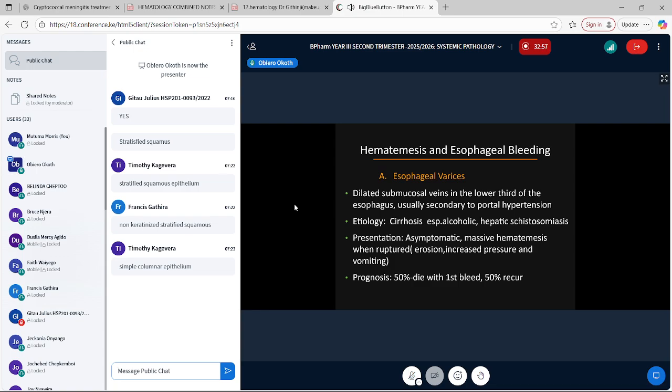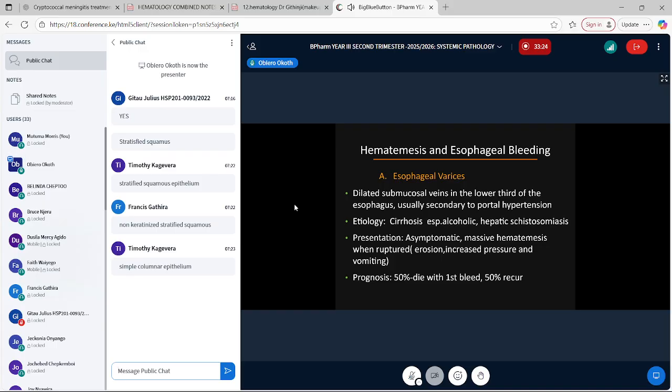But basically, what we are saying is that you have a portal system that takes blood to the liver, and then you have the systemic circulation. But there are some areas where the portal system has an anastomosis with the systemic circulation. So if you block the portal circulation, blood is shunted to the systemic circulation.